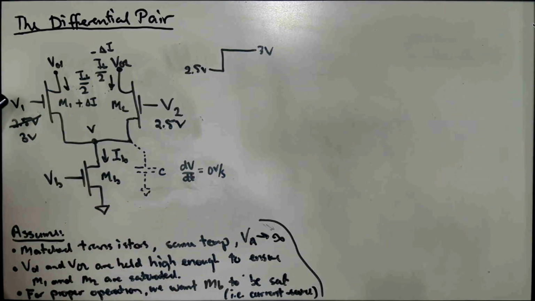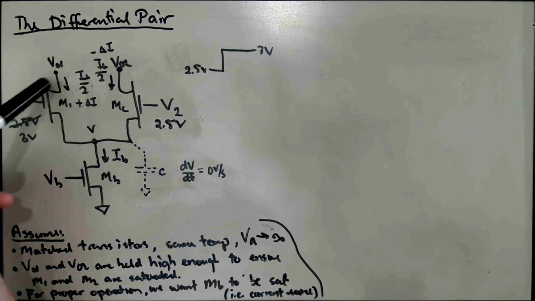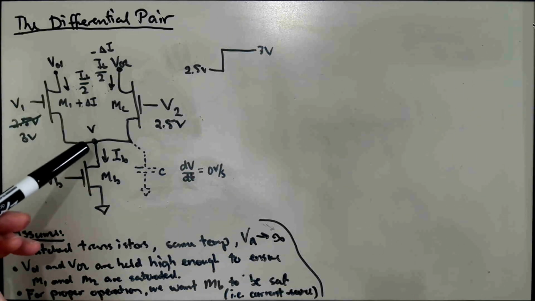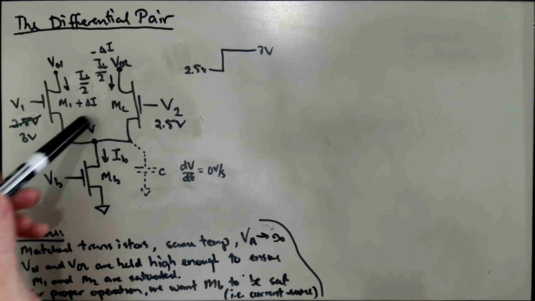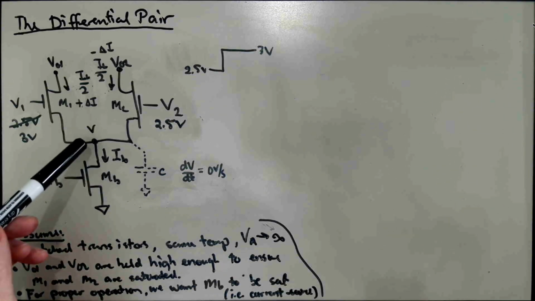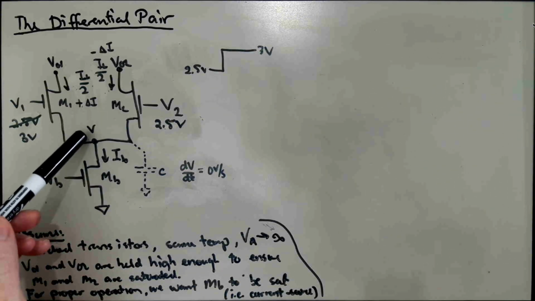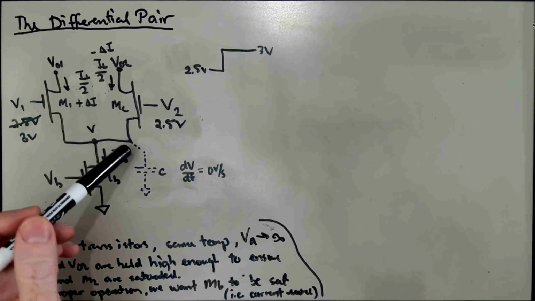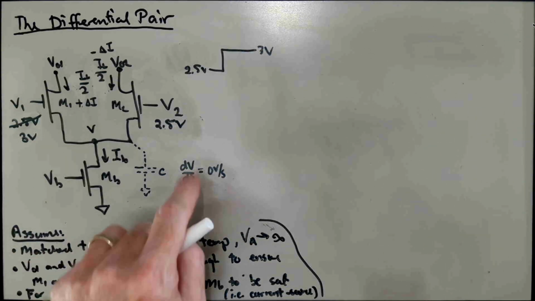We could imagine having V1 decrease, and that would turn down the current here in M1 below IB over 2. Well, it's going to have a current deficit flowing onto the node relative to what MB is sinking. MB will then cause current to have to come out of the node capacitance. That will cause a decrease in the voltage here.